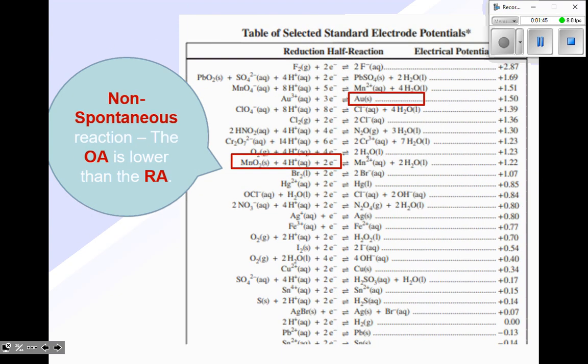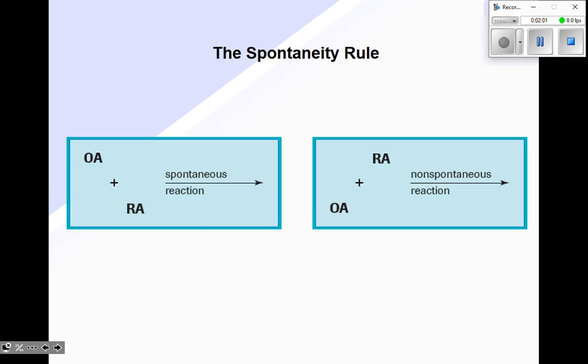It's going to happen. A non-spontaneous reaction looks like this. Your reducing agent is higher on the table than your oxidizing agent. That is a non-spontaneous reaction. This is what it looks like again. To repeat myself, if your oxidizing agent is higher than your reducing agent, it's spontaneous.